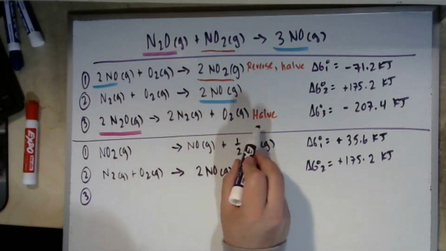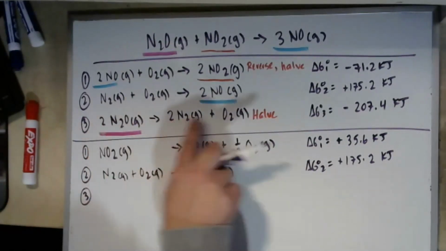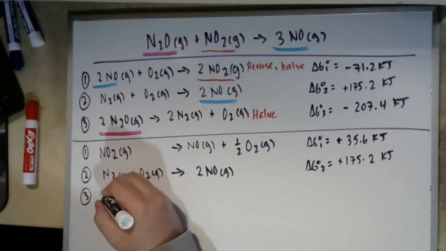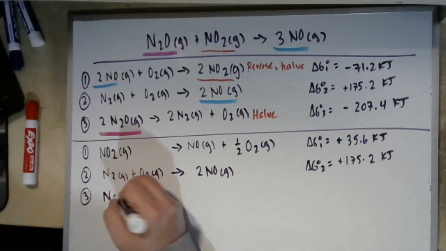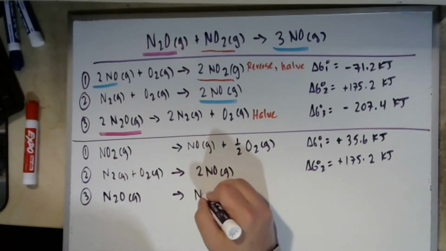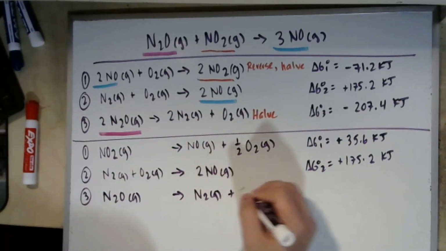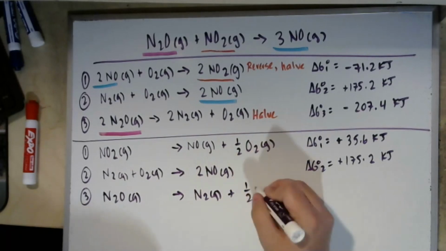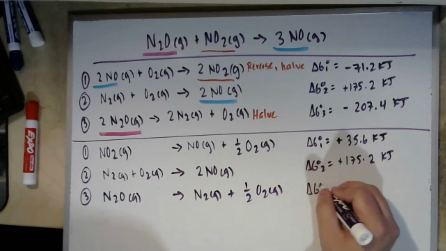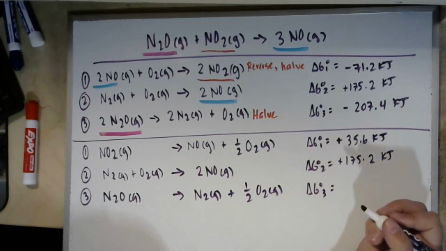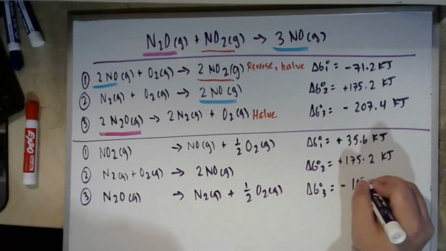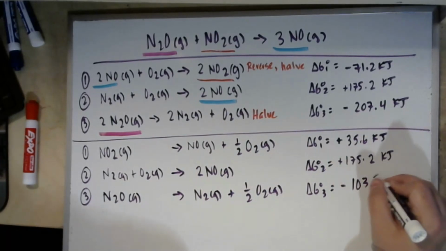And I'm going to have this reaction. So I'm going to divide all of these coefficients by 2. So that leaves me with 1 N2O, 1 N2, and 1/2 of an oxygen. And my delta G for this one is going to be negative 103.7.